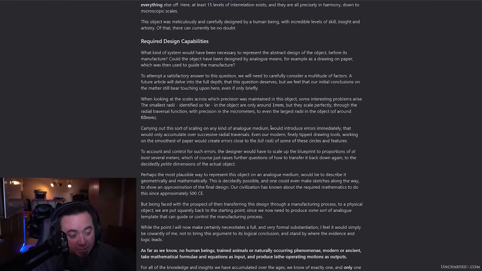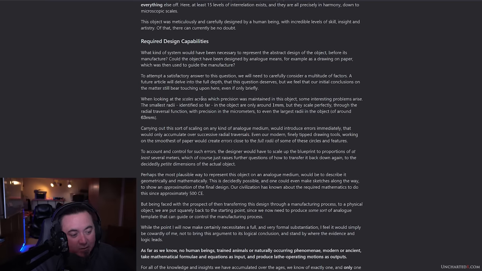Required design capabilities. This gets very interesting. This is where that 1 millimeter thing comes into effect, right? What kind of system would have been necessary to represent the abstract design of the object? So how do you design it before its manufacture? Could the object have been designed by analog means, for example, as a drawing on paper, which was then used to guide the manufacture? To attempt a satisfactory answer to this question, we will need to carefully consider a multitude of factors. A future article will delve into that in full depth.